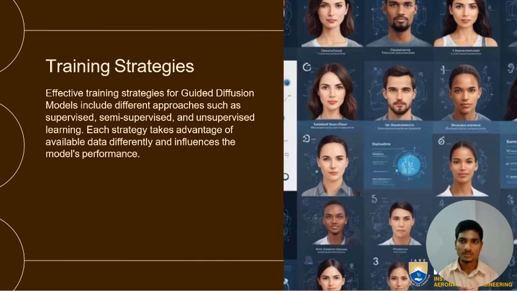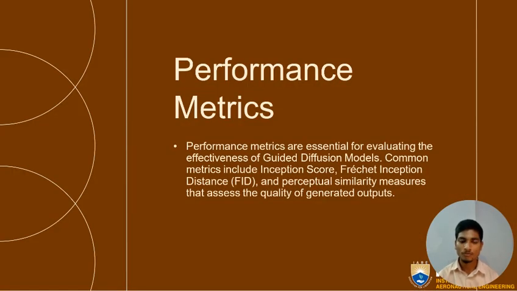Next, we will see performance metrics. Performance metrics are essential for evaluating the effectiveness of guided diffusion models. Common metrics include the Inception Score, Fréchet Inception Distance (FID), and perceptual similarity measures that assess the quality of generated outputs.